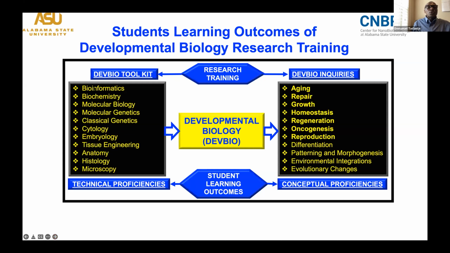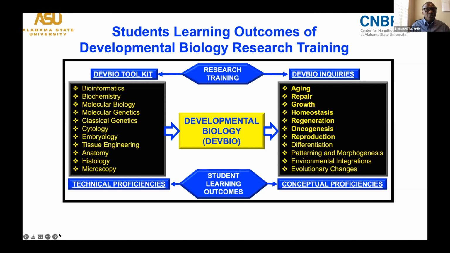Okay, so why developmental biology? It's a multidisciplinary field. And students being trained in developmental biology have the opportunity to navigate different fields of life science, all the way from cell biology to bioinformatics. And in doing that, they can learn about a lot of important biological processes, which are listed here.